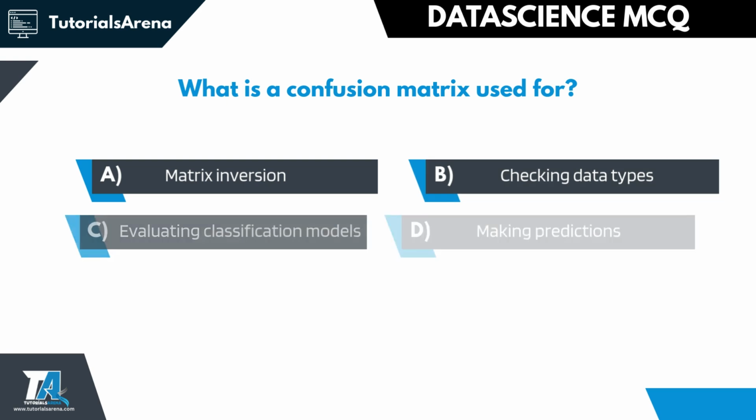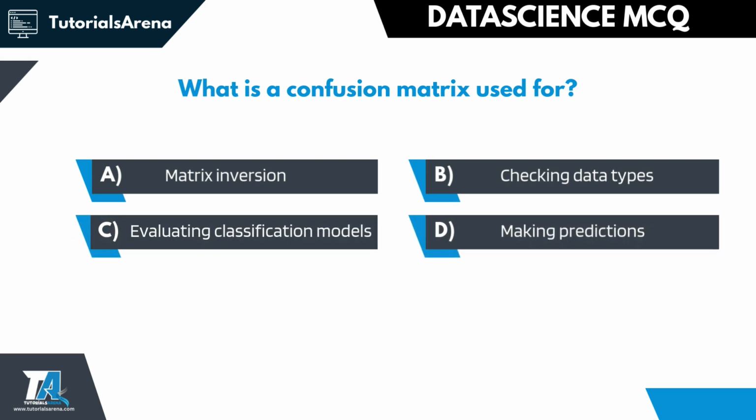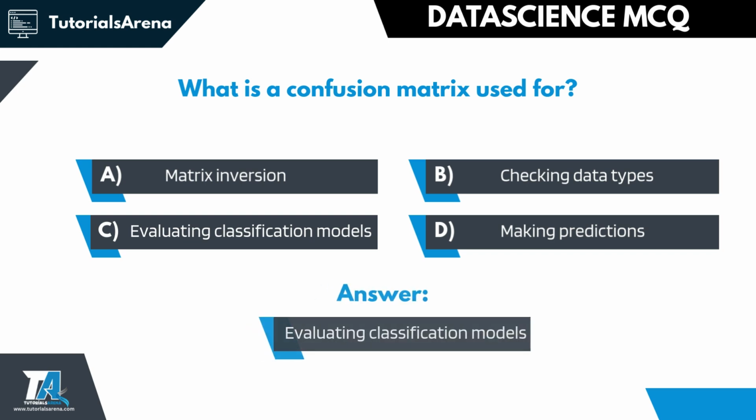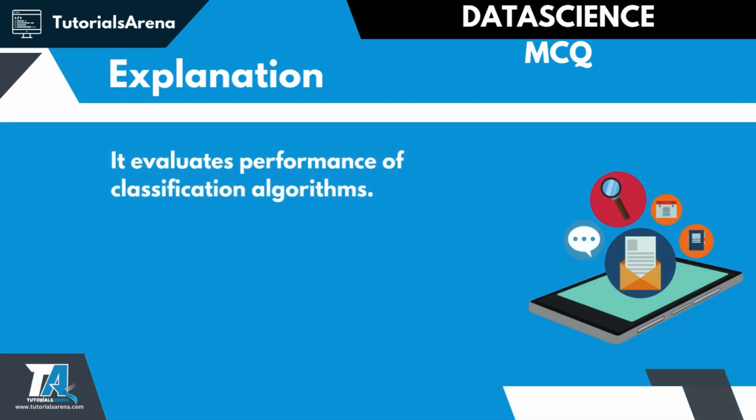What is a confusion matrix used for? The answer is option C, evaluating classification models. Confusion matrix evaluates performance of classification algorithms.